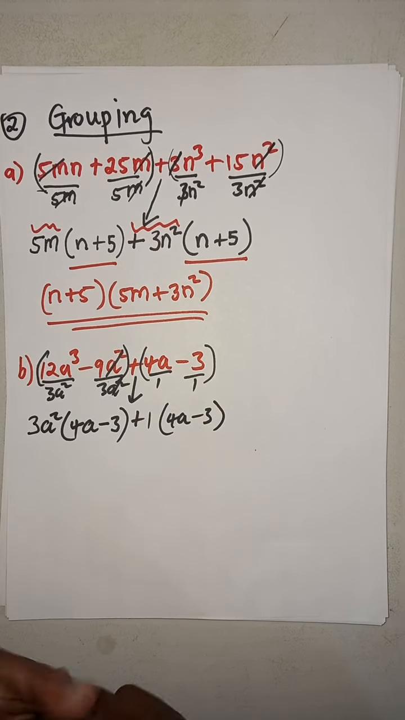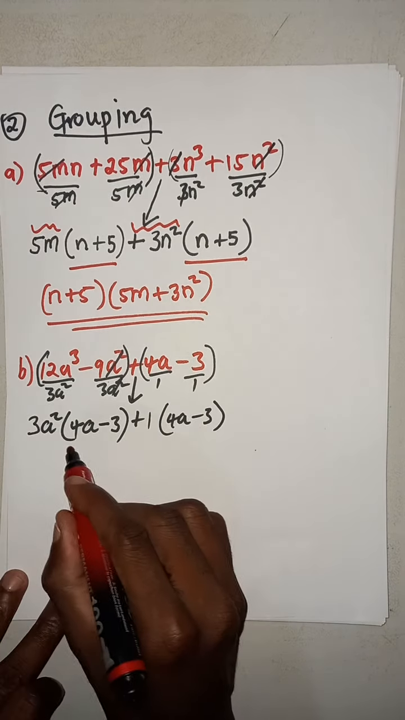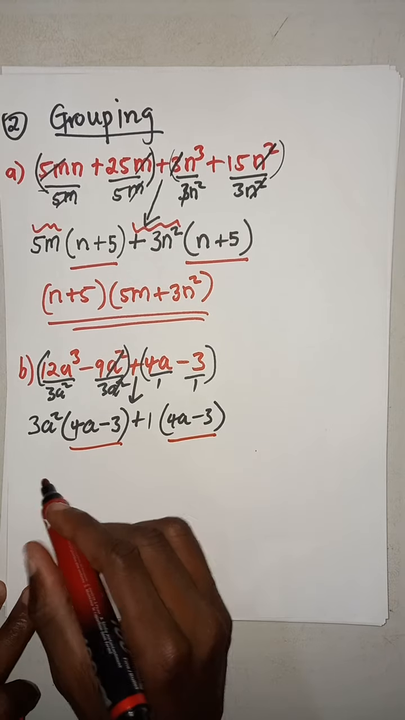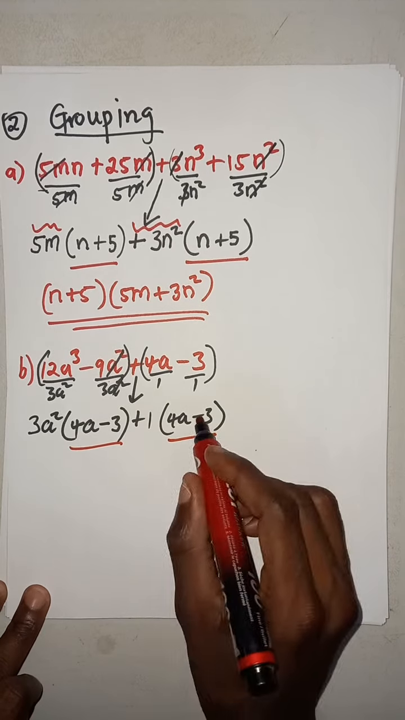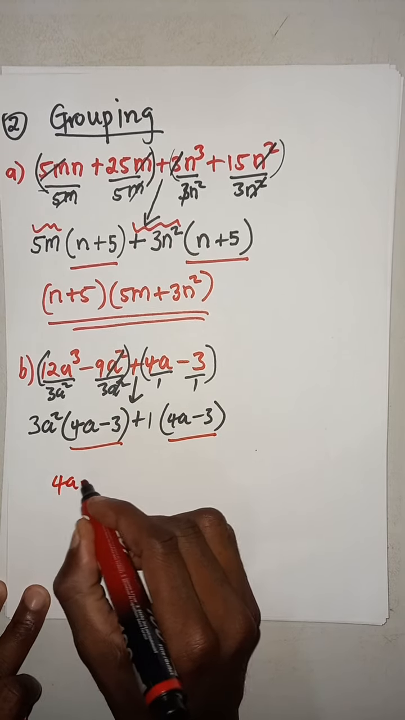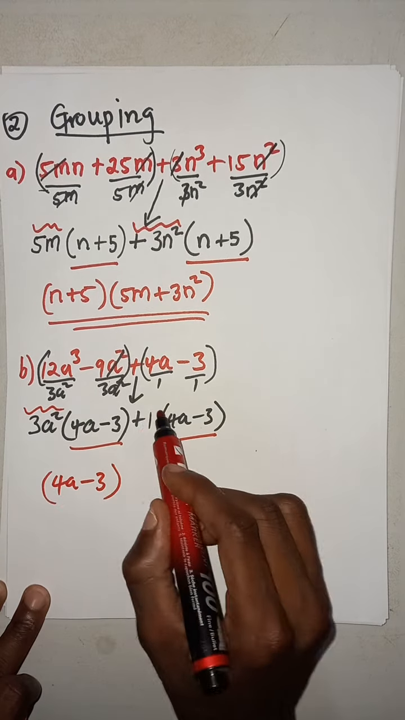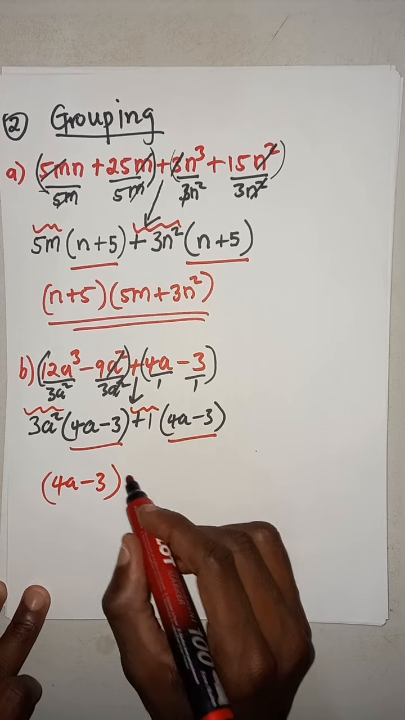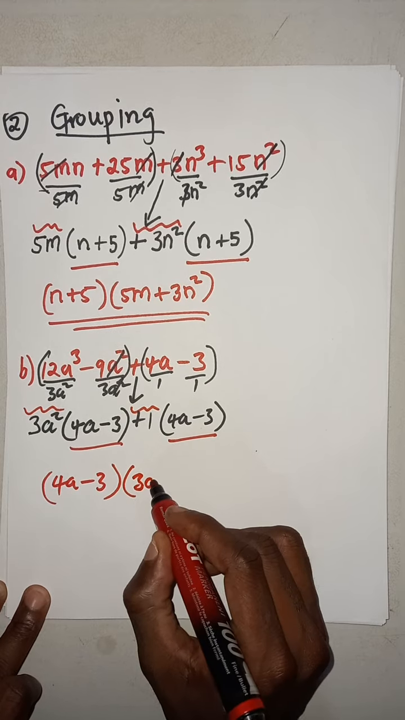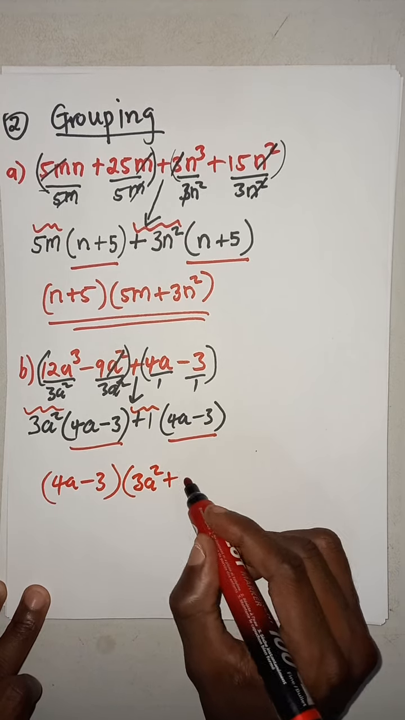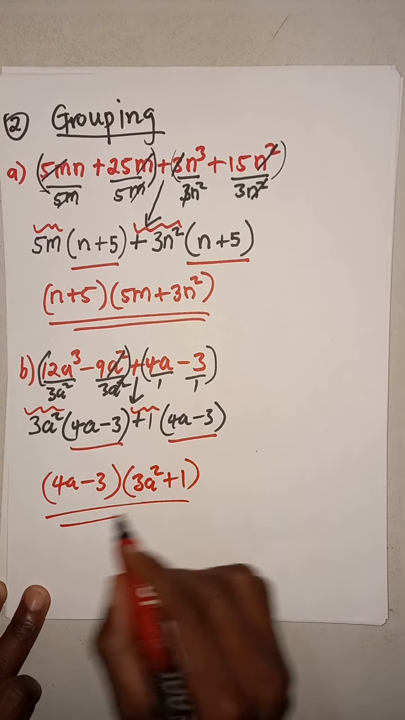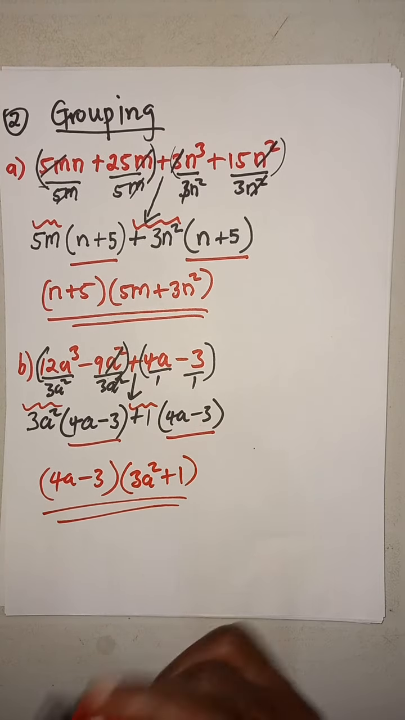If you check, what is inside my bracket is identical as usual, so my final answer is I pick one of these, 4a minus 3, and then I pick this other bracket, 3a squared plus 1. So that becomes my answer.